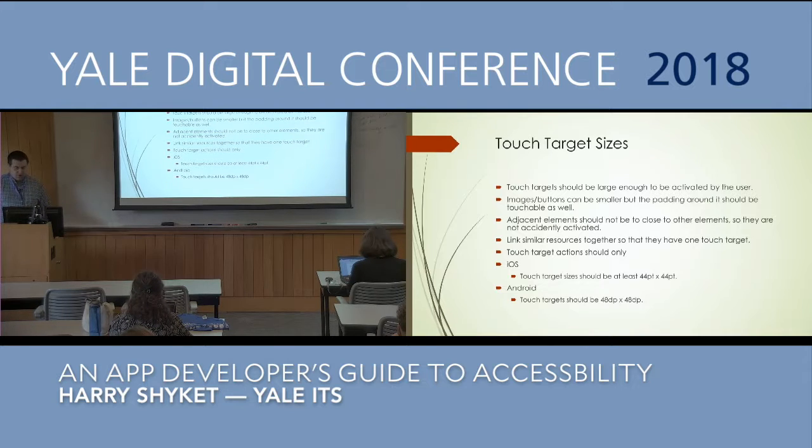Images and buttons can be smaller, but there should be padding around them as well. So if you have a smaller image, you can add padding around it. That's sort of white space, but you're still able to touch that area and it will understand where it needs to go. Link resources together. So if you have an image and a piece of text, you can wrap them in a single element. That's then considered one touch target. And then adjacent elements. If you have elements too close to each other, and I'm sure we've all done this, you meant to hit one button and you hit another one on the phone.